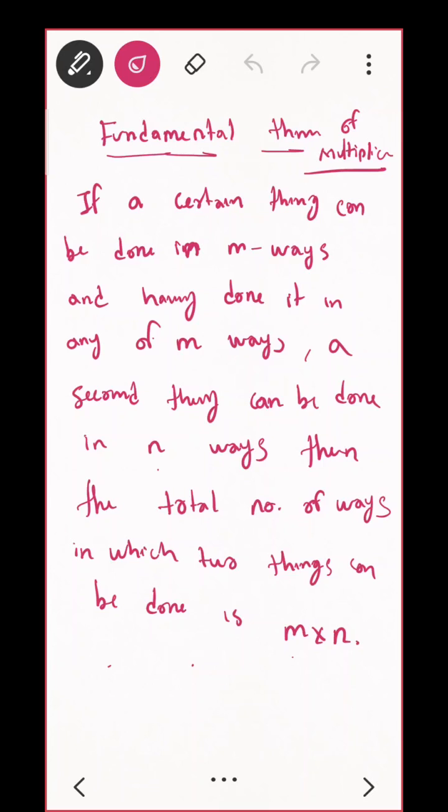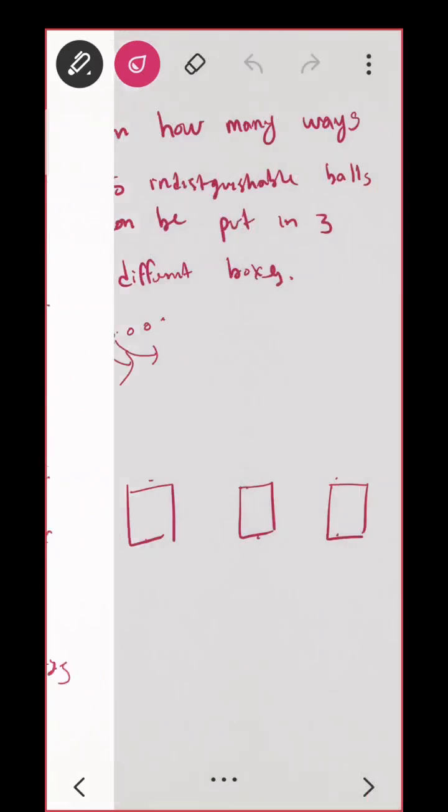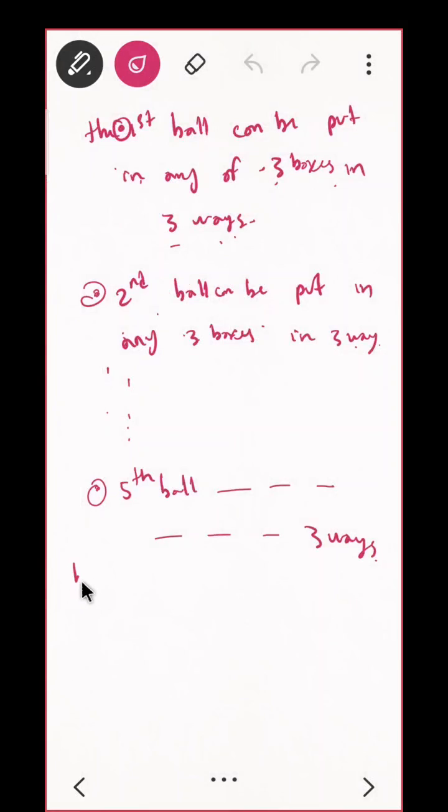If one thing can be done in m ways, and after doing the one thing, the second thing you are having n ways, then total will be m cross n. Correct? So here also, if you are putting the first ball, you are having 3 ways. After putting the first ball, what about the second ball? The second ball is also having the same choices, that is, 3 ways. The third ball also has 3 ways. The fourth ball again has 3 ways. So it will be true by the fundamental theorem of multiplication.